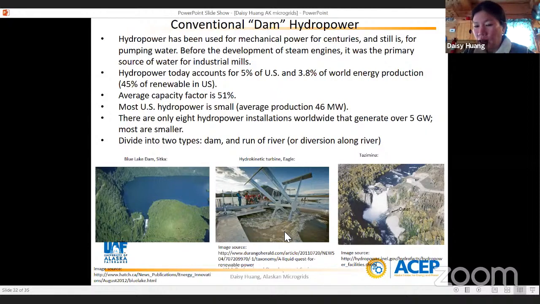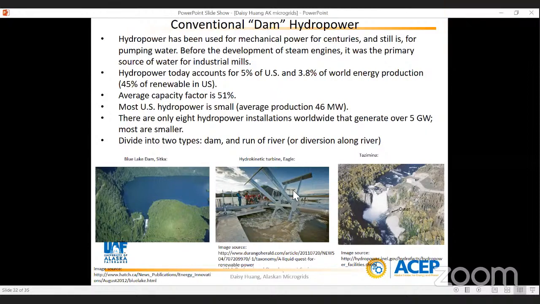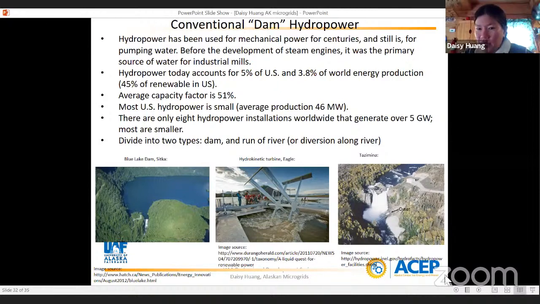Run of the river, I just talked about. So this is an area of active research. These turbines don't all look the same as each other. Send all of your slides for inclusion in the recorded session. Okay, great. I will definitely do that.